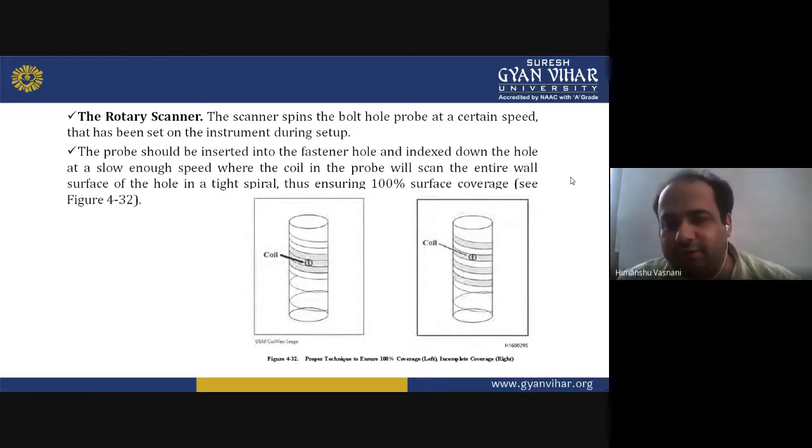In this way, you can see in the diagram the proper technique to ensure 100% coverage on the left hand side, and incomplete coverage on the right hand side. You can see how the 100% coverage is achieved and how the incomplete coverage occurs on the right hand side.